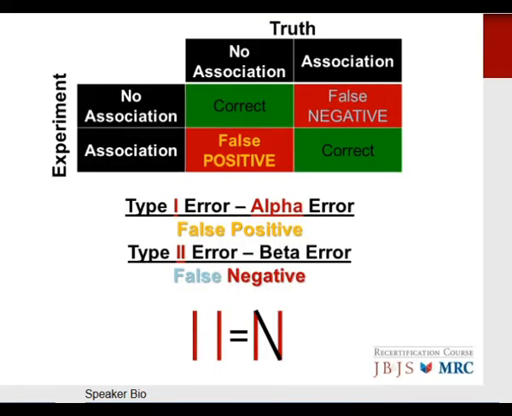How are you going to remember this? Type 1, alpha, type 2, beta, that's easy to remember: 1 in alpha, 2 in beta. Then Dr. Miller taught me a very key point: if you can remember one, the other is the other.